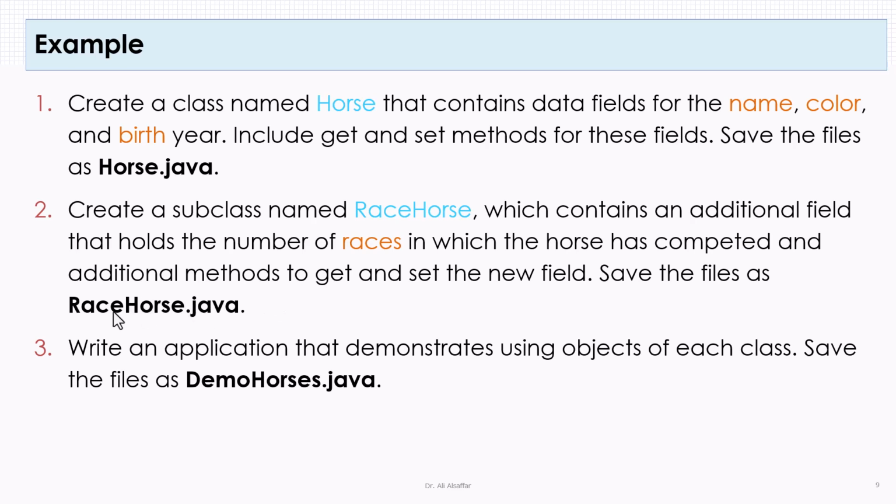Now our final step is to write an application that demonstrates using objects of each class. In this application, we are going to create two objects. One that is instantiated from the horse class, which is the superclass. Another one will be instantiated from the subclass, which is the extended class racehorse.